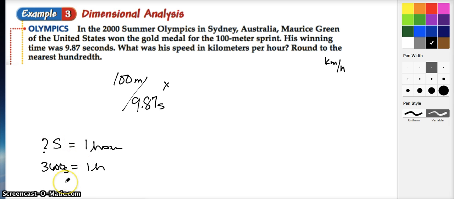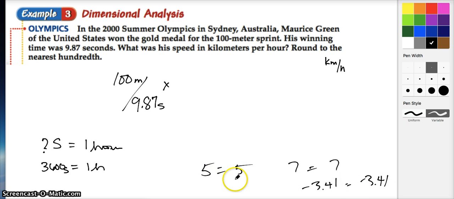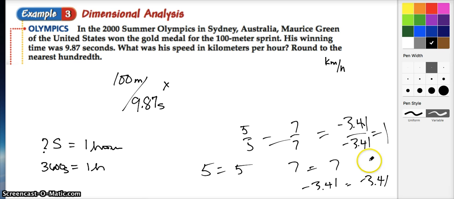Okay, so now what I'm going to do is turn this into a unit. Since these are equal, when I have two things that are equal, 5 equals 5, 7 equals 7, negative 3.41 is equal to negative 3.41. Stuff that's equal, if I write that as a ratio, 5 over 5, 7 over 7, negative 3.41 over negative 3.41, all of these are equal, and they're all equal to 1.